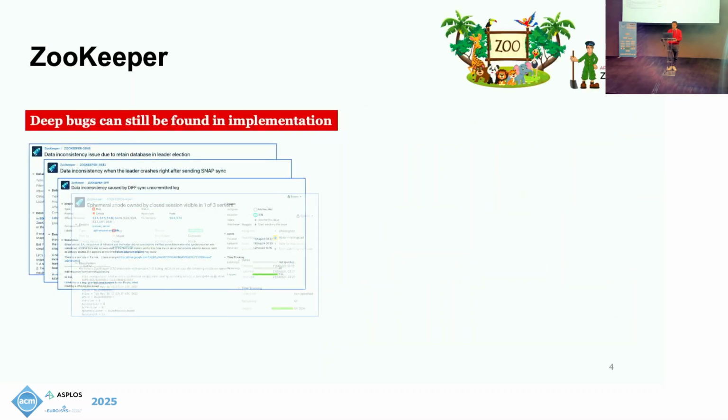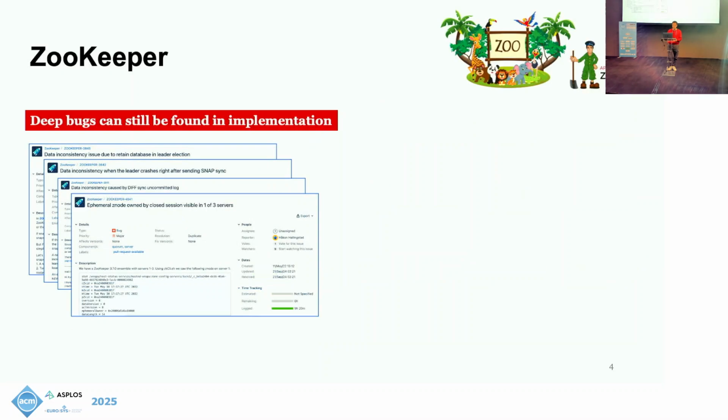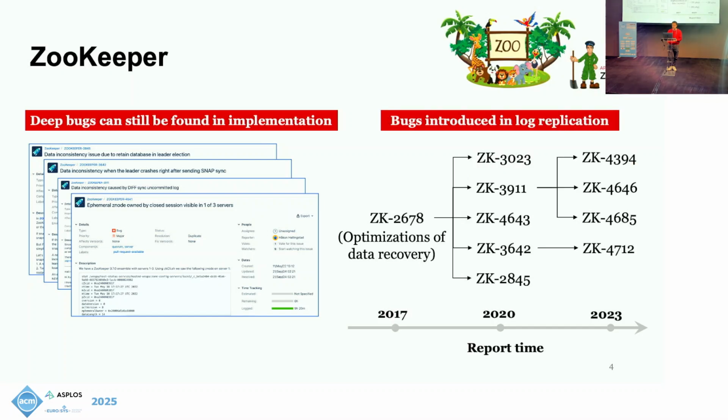However, as ZooKeeper has evolved over the years, we observe that deep critical bugs are still being found in the implementation. Some of them remain unresolved for a long time or were fixed without sufficient verification. Here are some bugs originating from the optimizations in 2017. Among them, the code change of issue 3911 was buggy and lacked sufficient verification, and it introduced more subtle bugs in later versions of ZooKeeper. ZooKeeper developers lack efficient techniques for bug detection and fix verification.